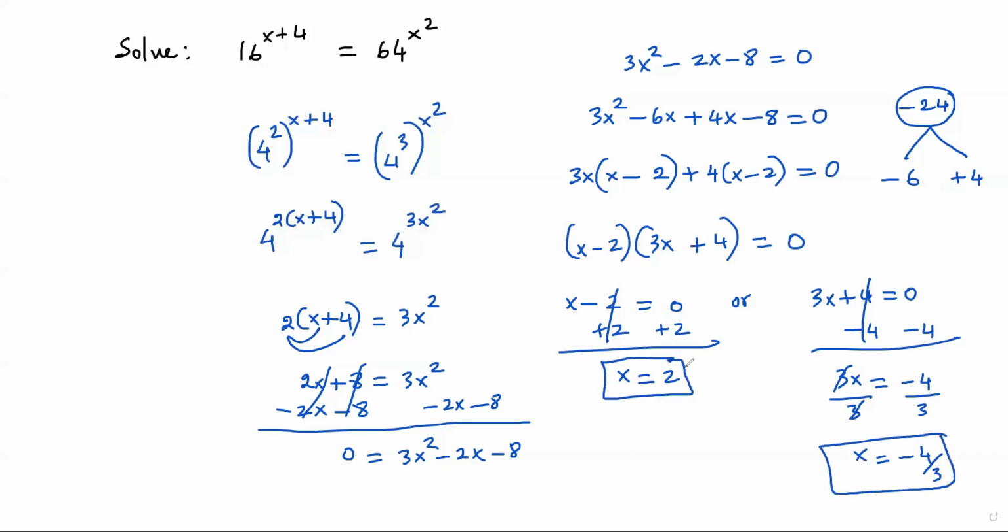Okay, I've solved the given exponential equation. I got two values for x. One is x is equal to 2 and the other one is x is equal to −4/3.